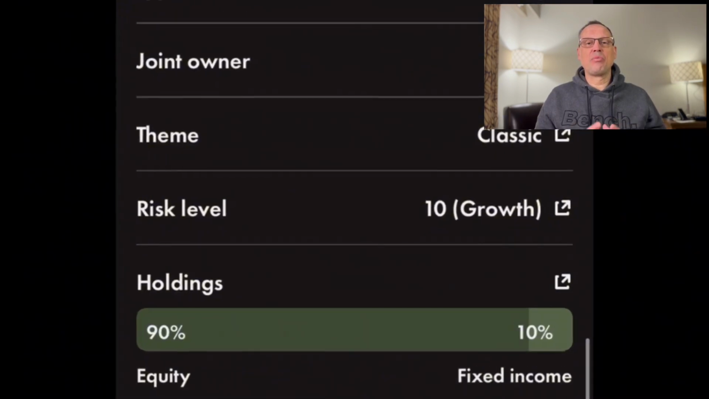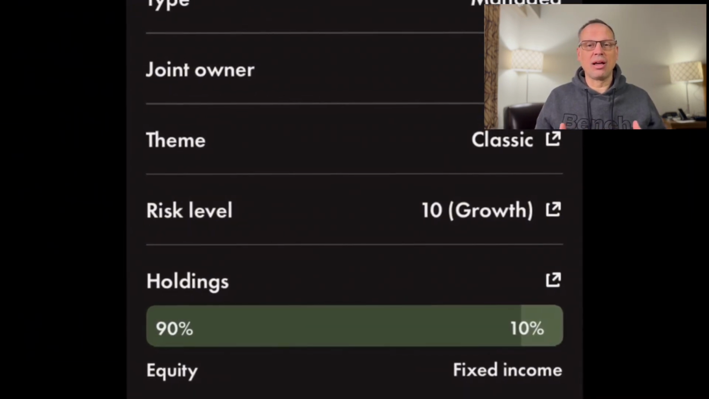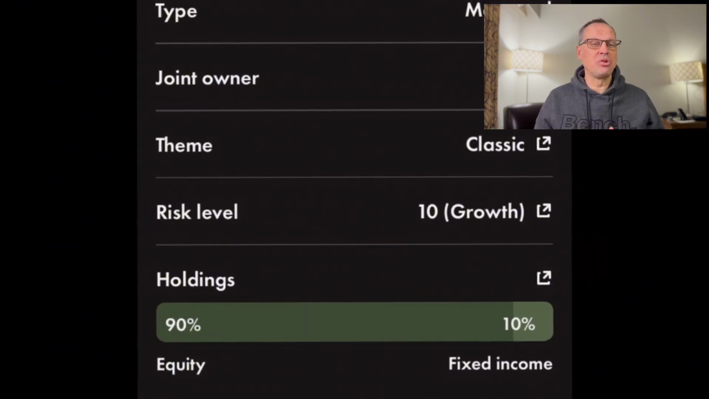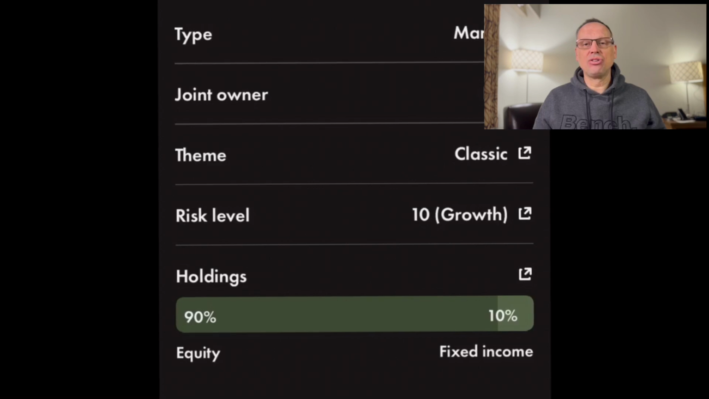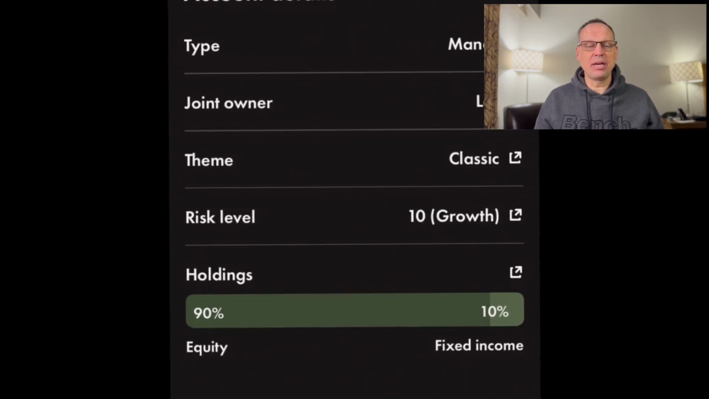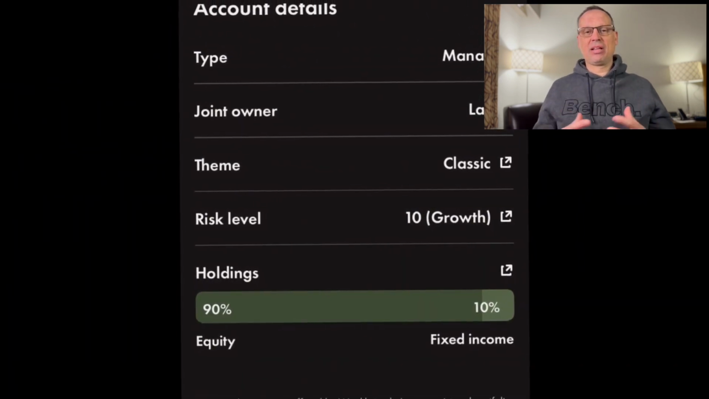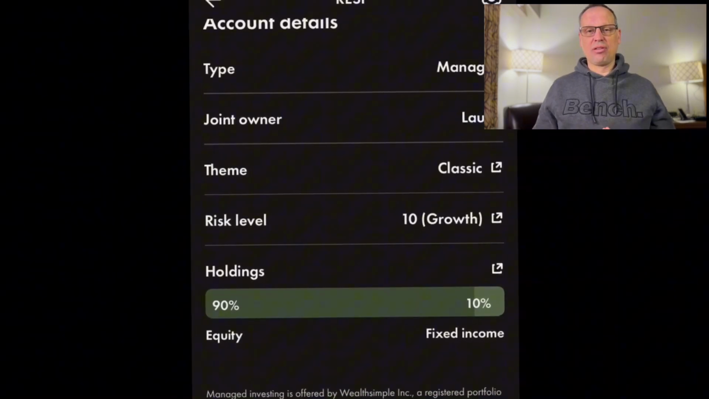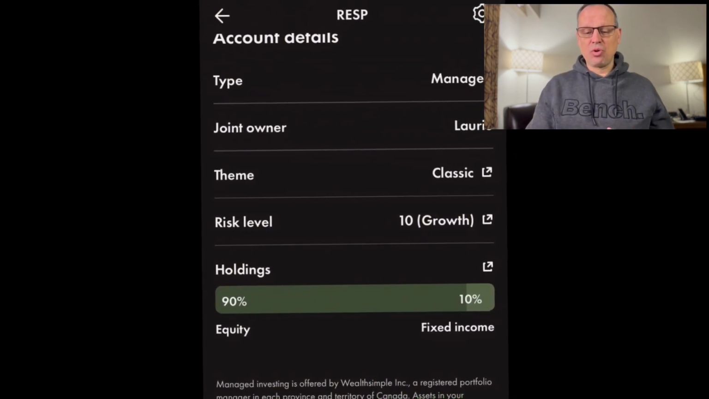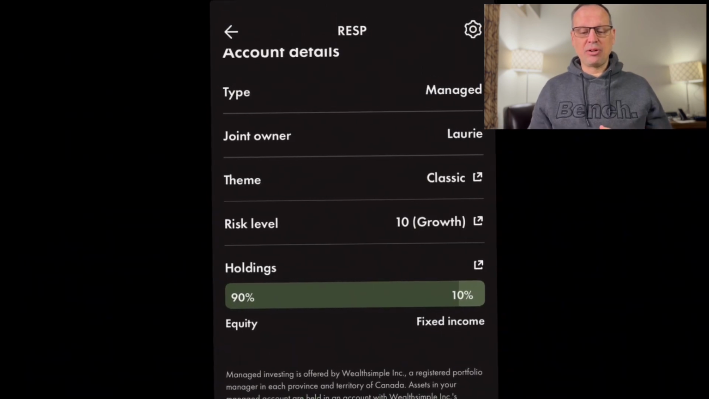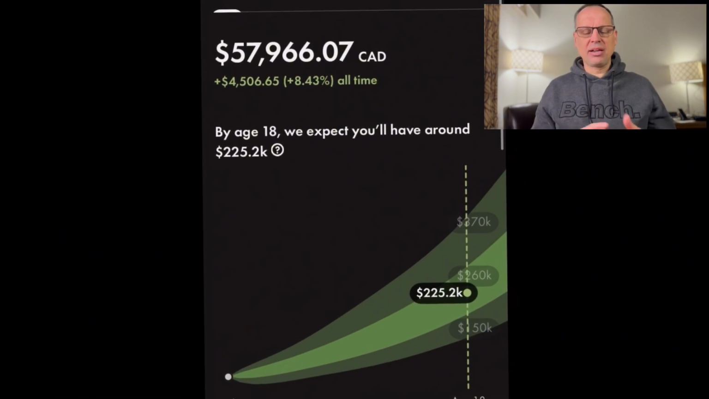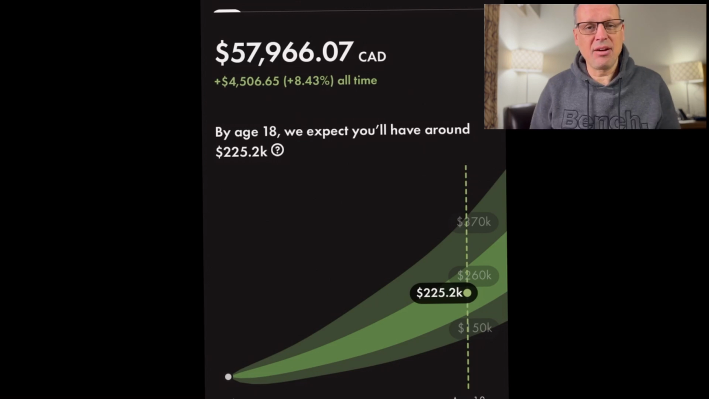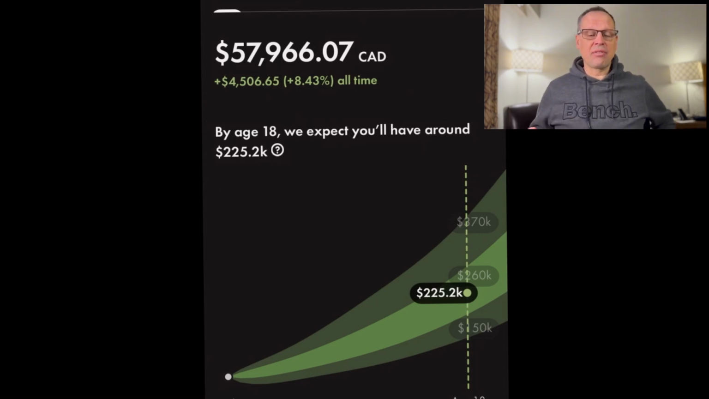This is the maximum risk level that Wealthsimple will allow you to have. This is a robo-advisor account, so we do pay some fees for it. Currently, Wealthsimple doesn't allow anybody to do DIY investing for their RESP. That's fine. It's just something less that I have to worry about, and I think it's worth the fees. This account has grown quite a bit, and the performance is doing really well. And as you can see, by the time my kids are 18, which will be in about 9 to 10 years, there should be about $225,000 in that account, and they can use that to go to school and everything to go along with it.